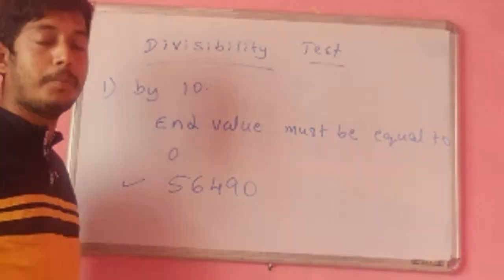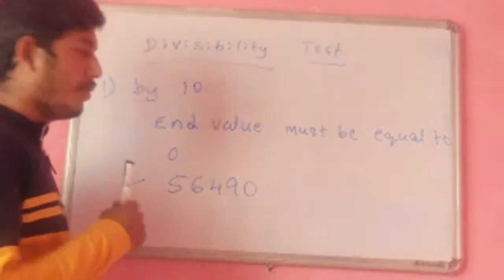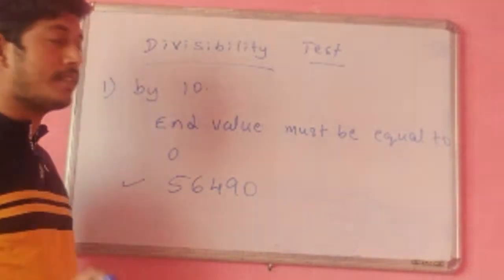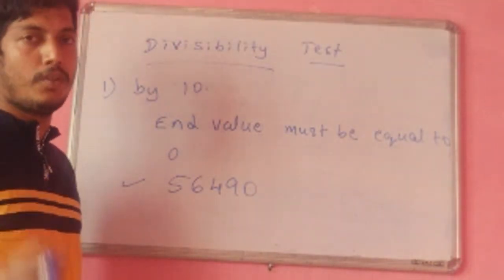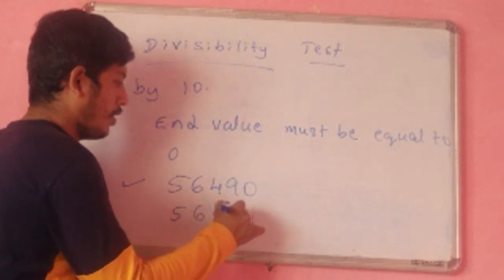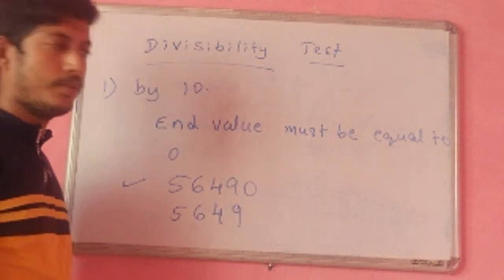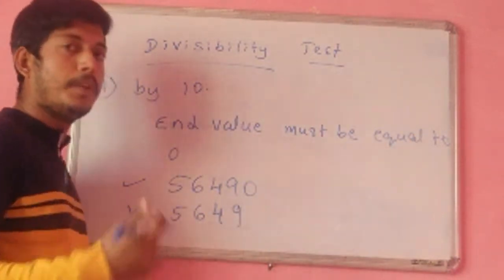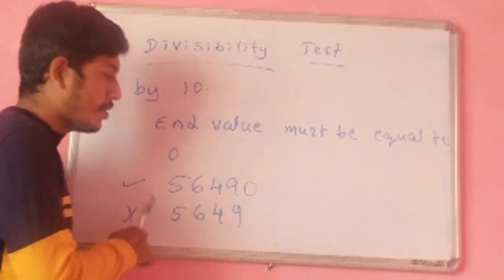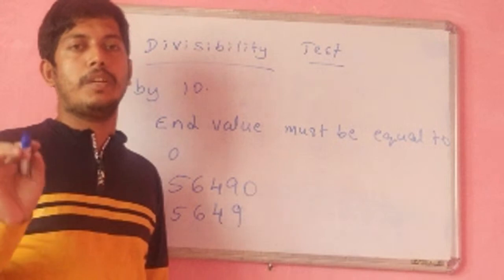So that means we must get a whole number. If any number is divisible by 10, we will not get a fraction; complete divisibility means we must get a whole number. And similarly, 5, 6, 4, 9. So here we will get a decimal. So therefore this is not divisible. So this is a multiple of 10, but this is not a multiple of 10. That means the end digit of the given number must be equal to 0.